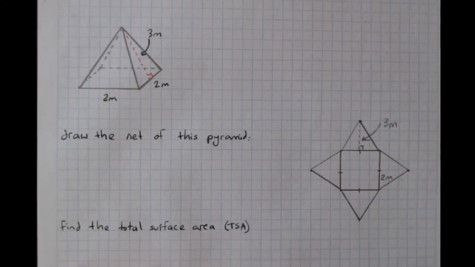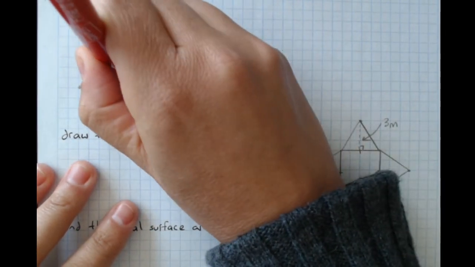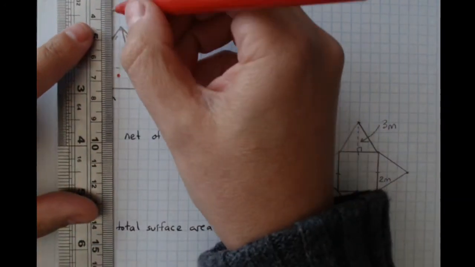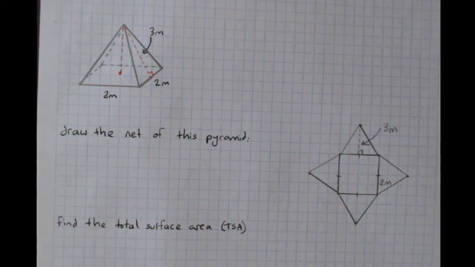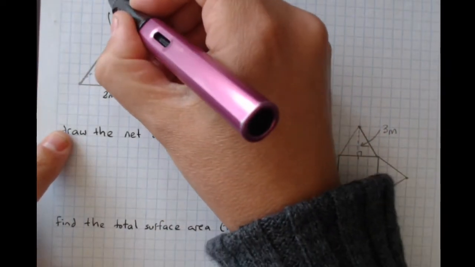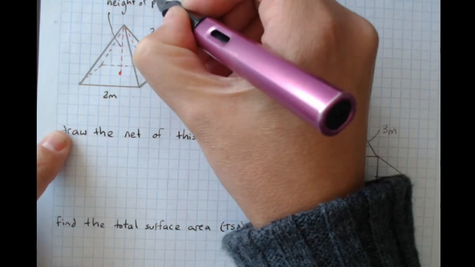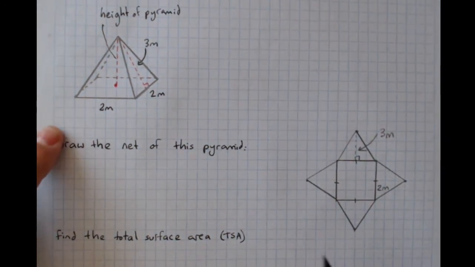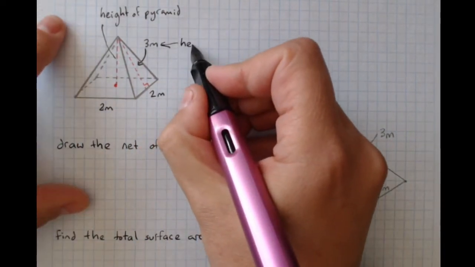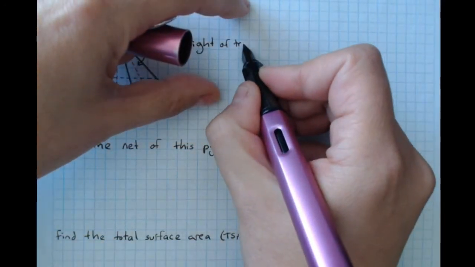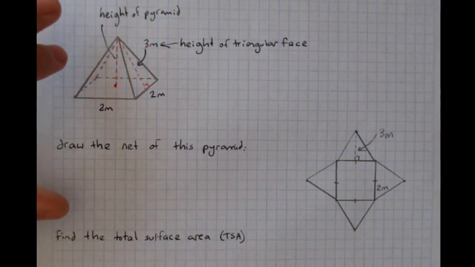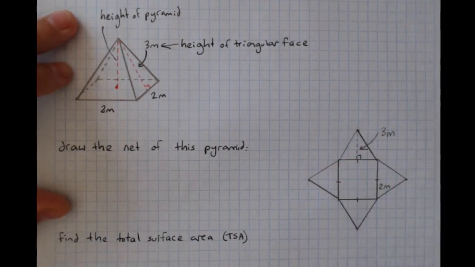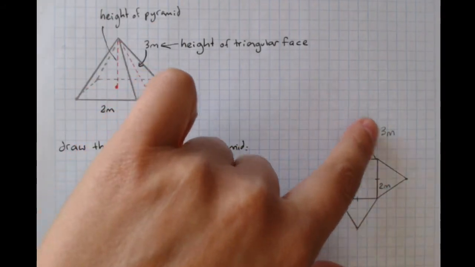Also be aware that often a pyramid's height is given, and it is the distance from the center of the base perpendicularly, that is at right angles to the base, to the top point. That is the height of the pyramid, but this value here, 3 meters, is the height of the triangular side or face. So we need the height of the pyramid later on when we're finding the volume. We need the height of the triangular face to find the area of that triangle.